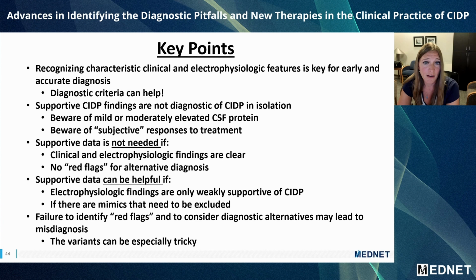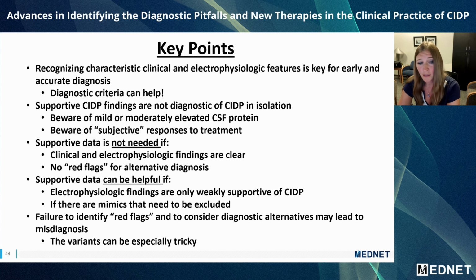Supportive features are not diagnostic of CIDP in isolation. You start with the phenotype, then you move to electrodiagnostic criteria, and then you consider the supportive findings, not the other way around. You need to consider mimics and red flags, and supportive data is definitely helpful if you have a suspicion based on the clinical symptoms and the electrodiagnostic data, but you need a little bit more help to make the diagnosis.